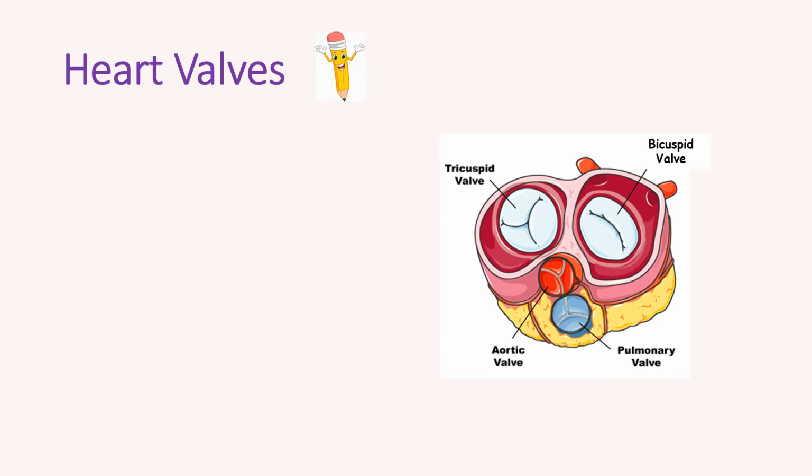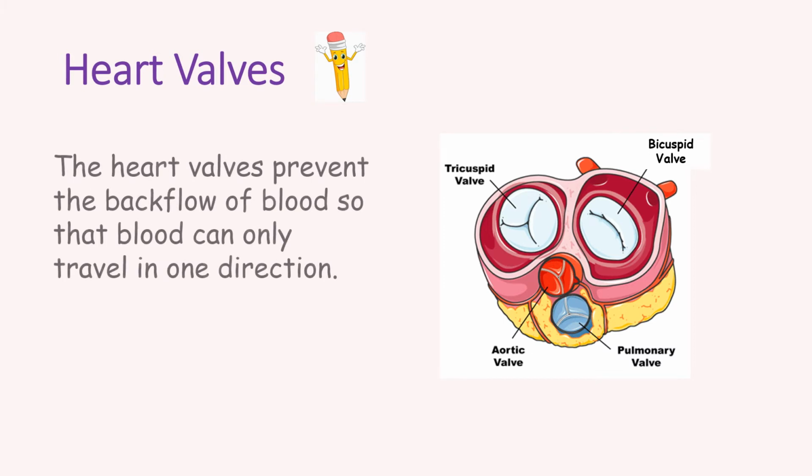So you need to know that hearts have valves just like veins do. The heart valves are to stop the backflow of blood so that the blood can only travel in one direction, just the same as the veins. You need to learn this description. Heart valves prevent the backflow of blood so that blood can only travel in one direction.